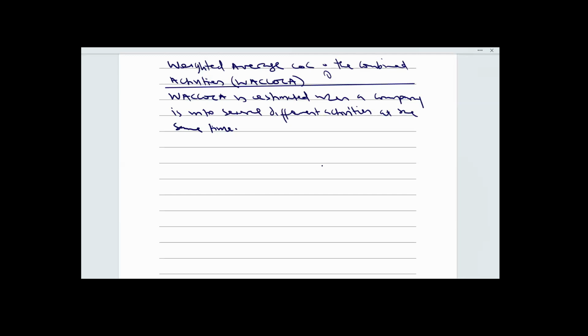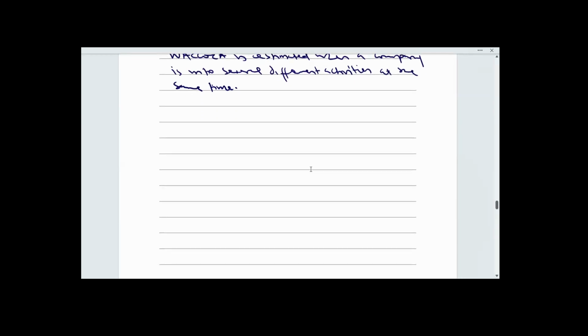Again, I repeat, WACOCA is estimated when a company is into different business activities at the same time. All right, that's only when you compute WACOCA. Basically, there are 7 procedures, or let me just put it this way, steps. Let's see, with the remaining minutes we have, if we can even solve a question. But first thing first, let's have the procedure.